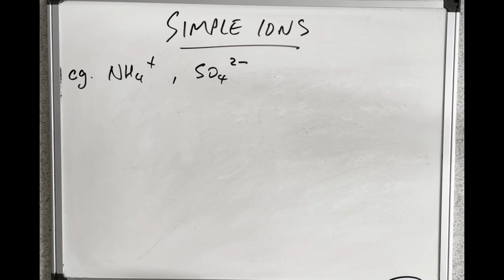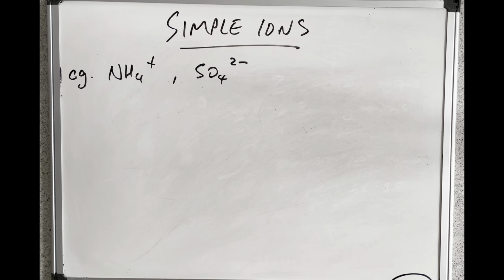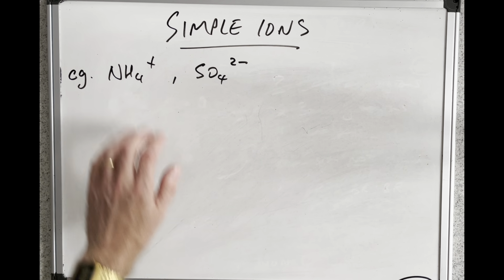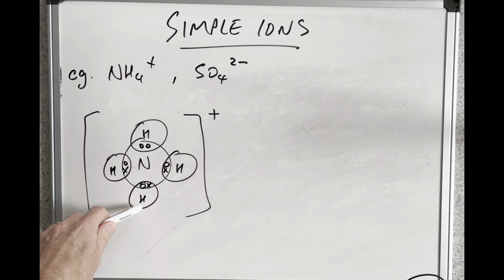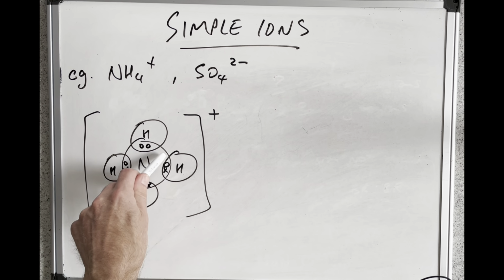So moving into the final section of the video now, where we're going to look at simple ions. I'm just going to look at these 2 examples and hopefully it'll all make sense from that. So we're going to look at the ammonium ion, NH4 1+, and the sulfate ion, SO4 2-. So dot and cross diagram to start with. So what have we got around the nitrogen? We've got 4 electron regions.